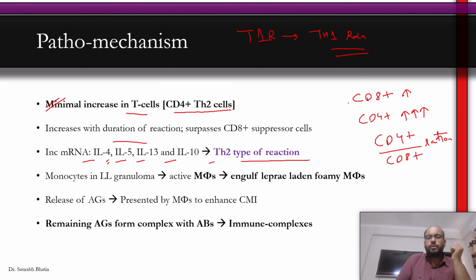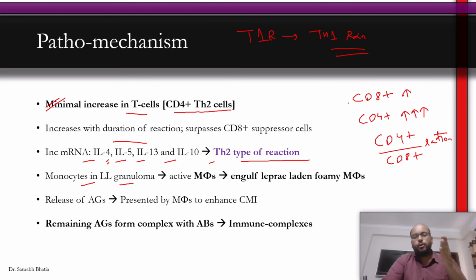So what happens is you have monocytes in the lepromatous leprosy granuloma. We know in lepromatous leprosy, the granulomas are somewhat loosely formed and they are filled with foamy histiocytes. Why foamy? Because macrophages or monocytes or histiocytes have engulfed M. leprae, but they are unable to destroy it. So they are filled with M. leprae, but they don't know what to do about it. So these kind of foamy histiocytes are there.